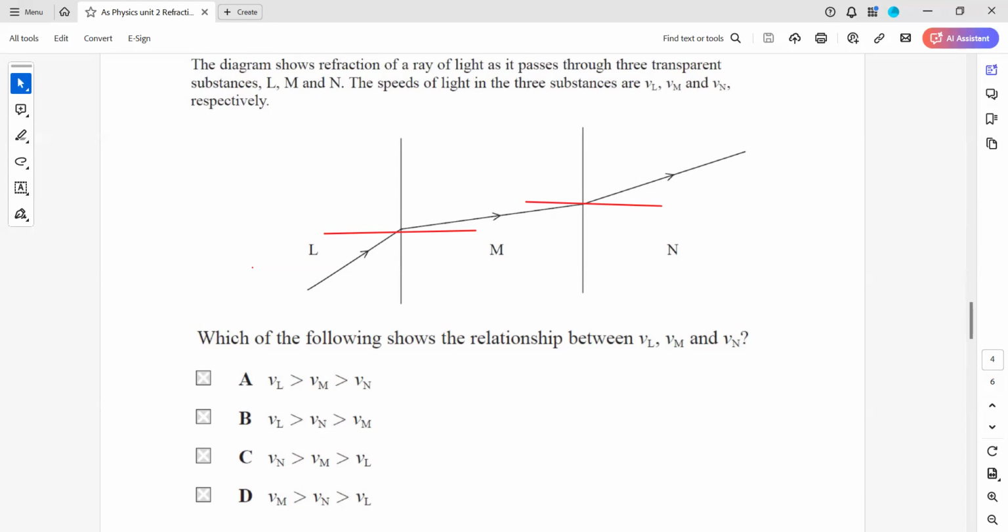When you compare the amount of deviation, if you see the change in the angle, here there is a greater change in angle. You can use a protractor to measure this, compared to the smaller change here. The greater the change in the angle, the greater the change in speed. So when the light was moving from L to M, there is a greater change in the angle, compared to when the light travels from M to N, where the angle changes but comparatively little. If you measure using a protractor and draw the normal, you will find that this change is relatively smaller compared to this one.